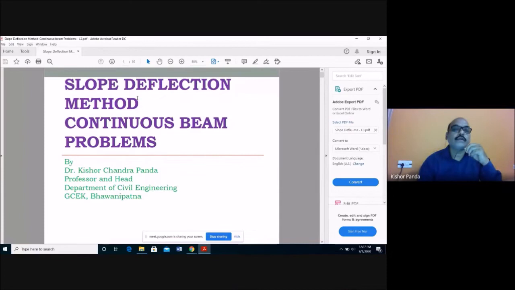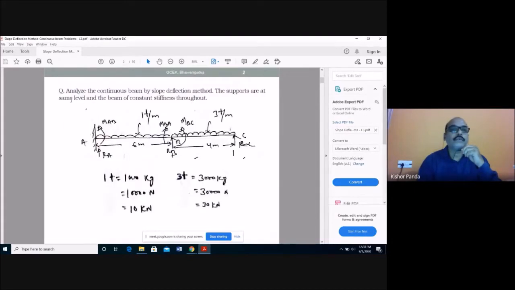Today we'll start the slope deflection method, how to solve continuous beam problems. Today I will discuss two to three problems: how to draw the bending moment diagram and shear force diagram, and how to find the final moments. The first problem: analyze the continuous beam by the slope deflection method.